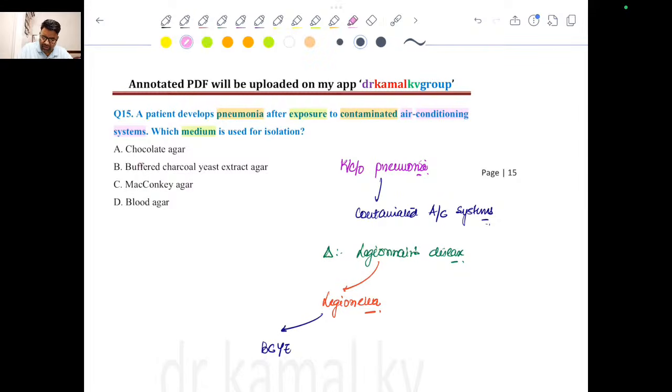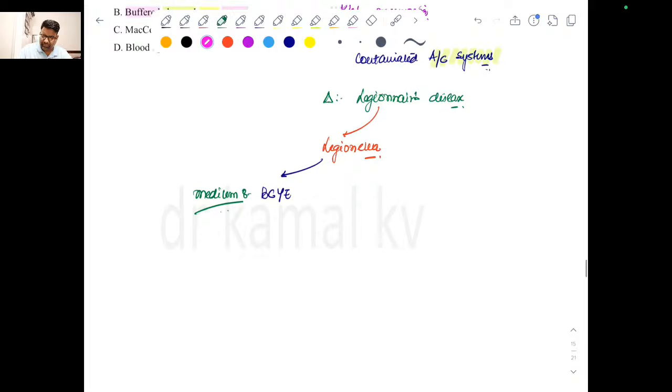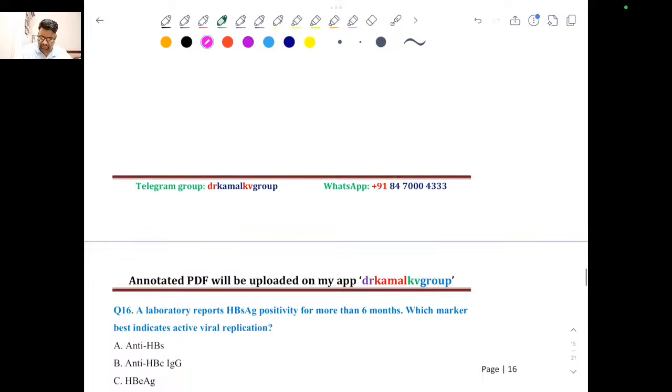So buffered charcoal yeast extract agar. Clear? So this is how you can solve this question, and the classical keyword is contaminated air conditioning system. So that will cause Legionnaires' disease caused by Legionella, and the medium preferred is buffered charcoal yeast extract agar. Right? So this is how you should solve this.